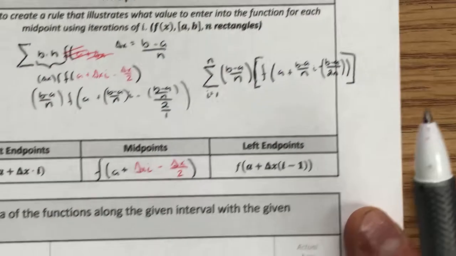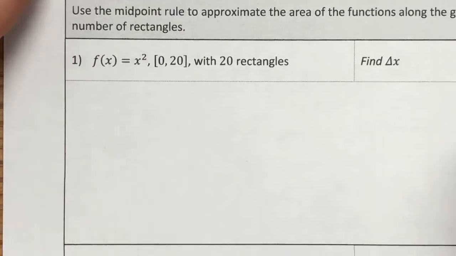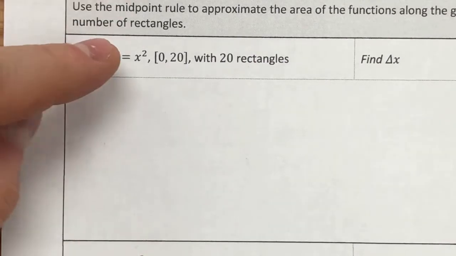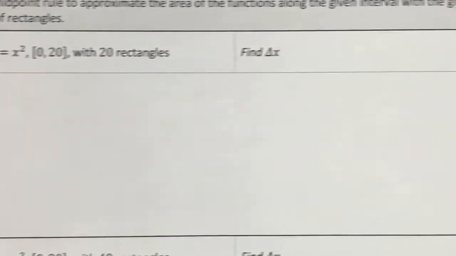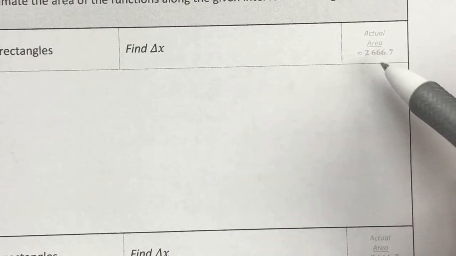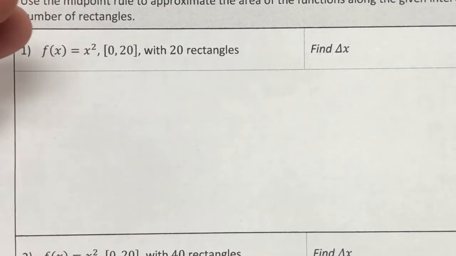But let's go ahead and jump into the first one. So we want to use the midpoint rule in this. So we're not finding a high value and a low value, and we have x squared from 0 to 20 using 20 rectangles. We know the actual area of this using an infinite amount of rectangles is 2,666.7, which means this is going to be a fraction here. And we want to figure out what this would be approximated using the midpoint rule.